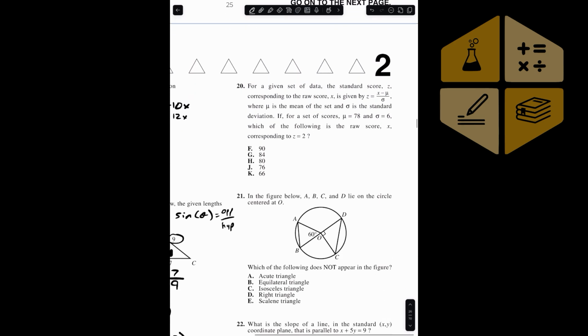All right, lastly for this set, number 20. For a given set of data, the standard score Z corresponding to the raw score X is given by Z equals X minus mu over theta, where mu is the mean of the set and theta is the standard deviation. This is bringing back lots of bad memories of my college statistics courses. If for a set of scores, mu equals 78 and theta equals 6, which of the following is the raw score X corresponding to Z equals 2?